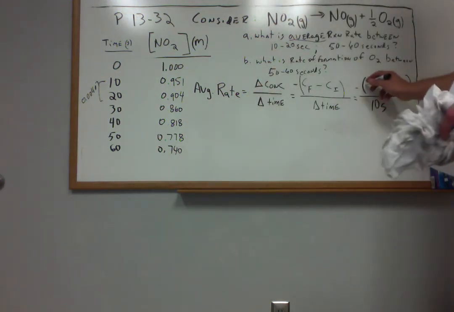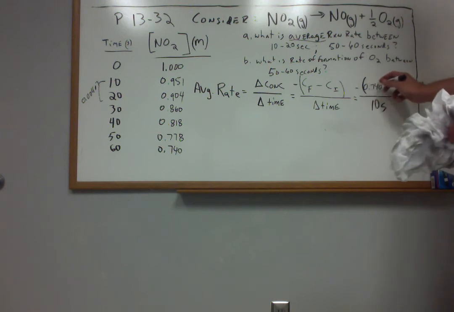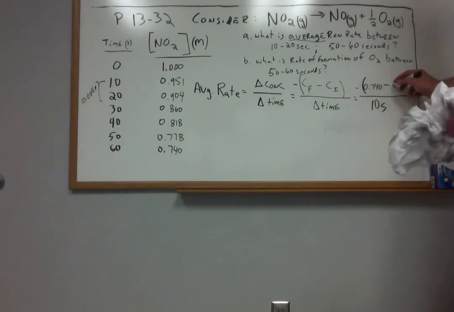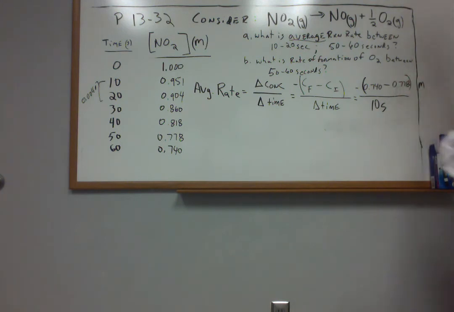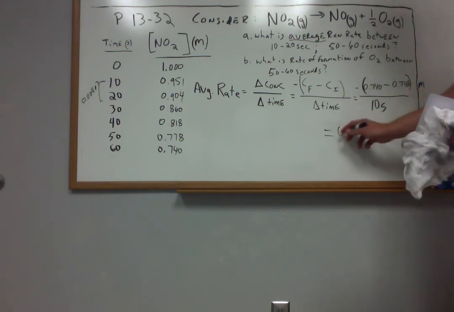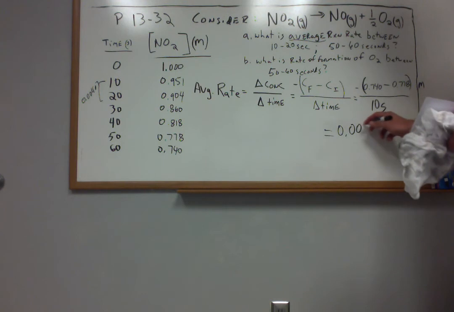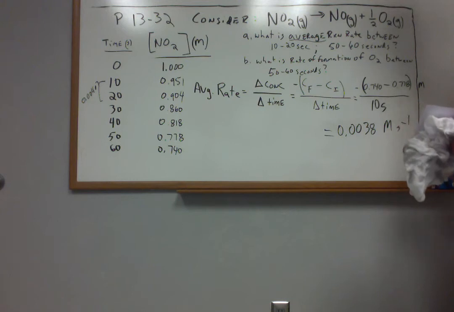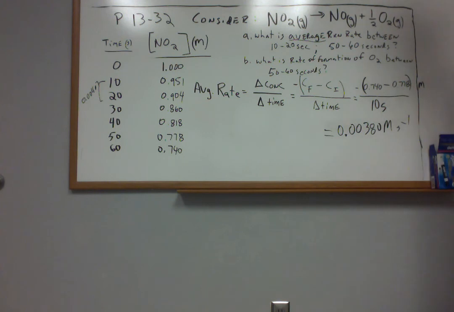Looks like my concentrations were 0.740 at the final condition after a minute of reaction. My initial was 0.778 moles per liter. Both of those, again, moles per liter units, okay? So I take the difference and solve for the average reaction rate, by subtraction divided by 10, over this interval, and I get 0.0038 molar per second. Going back to the 3 sig figs again, 0.00380. So that's my reaction rate over this 50 to 60 second interval.